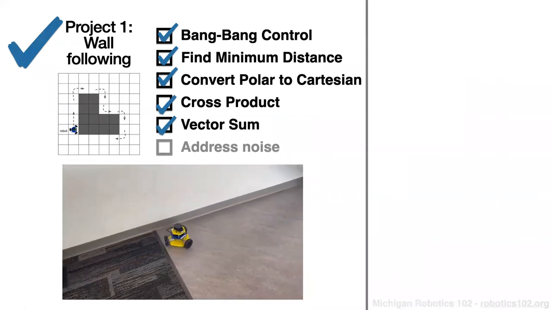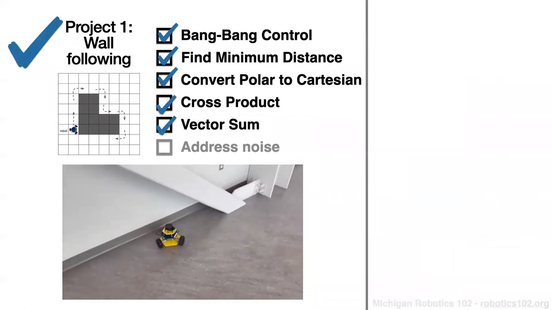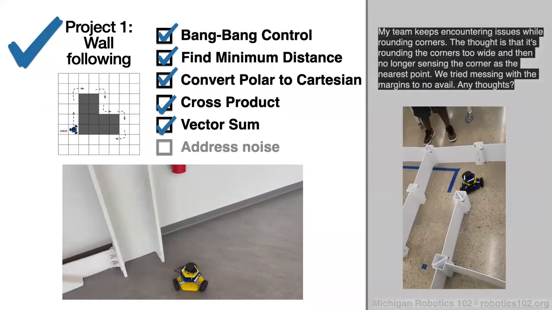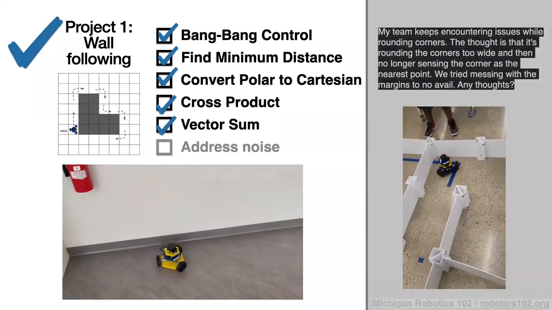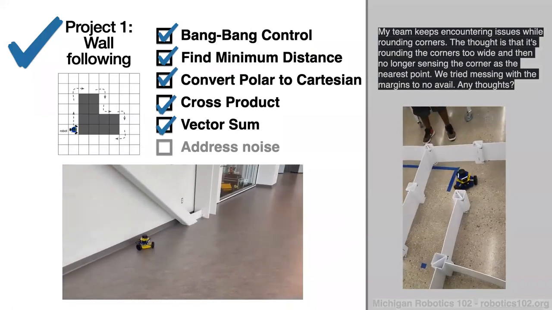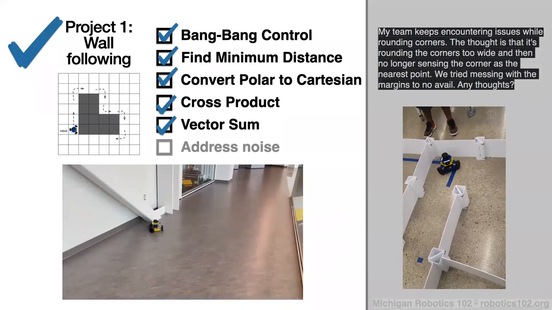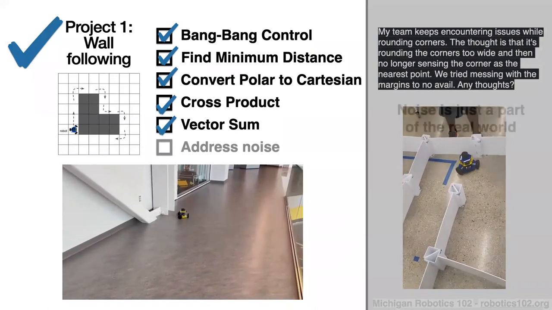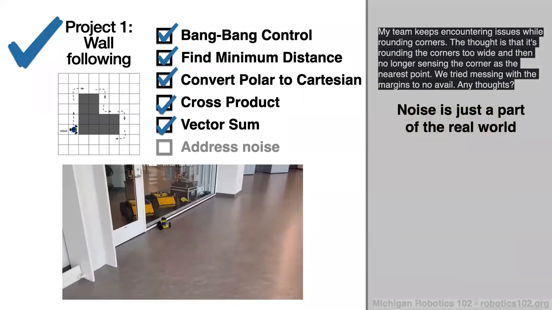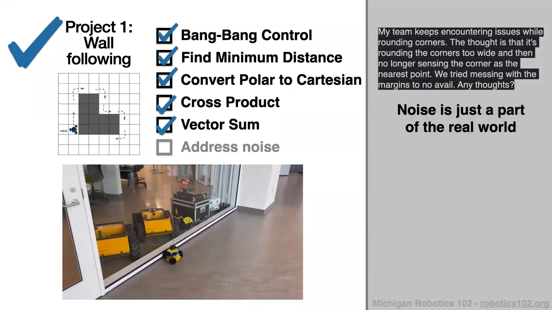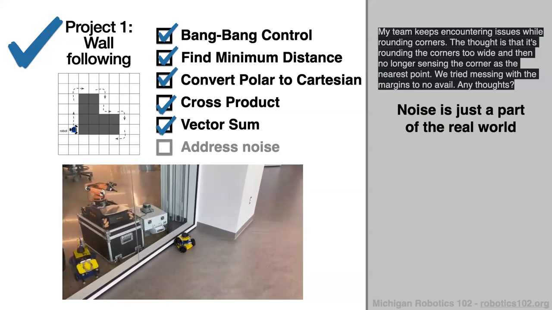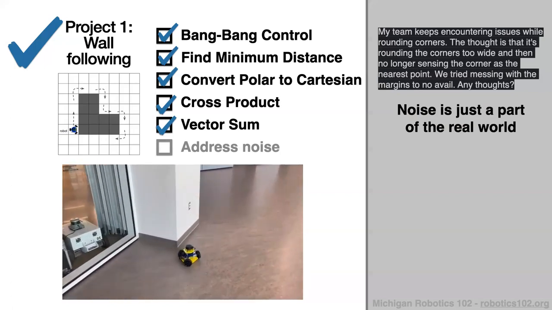There's one thing that we didn't talk about though, which is how to address noise. Sometimes we get feedback that somebody will say our robot is not able to round corners. We get this behavior where it gets stuck and goes around over and over and over again. This happens because one thing we should note is that your wall follower is not going to be perfect. You may have noise that your robot has to face from the sensors or from the actuators. Noise is just a part of the real world, and so we're going to try to make it perfect, but it's not.